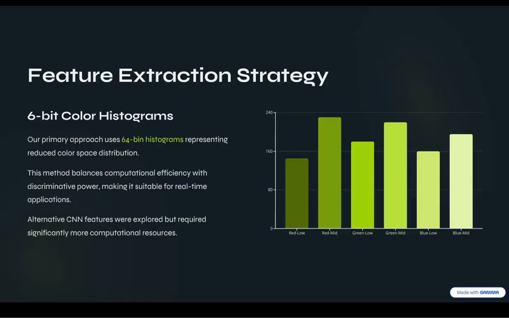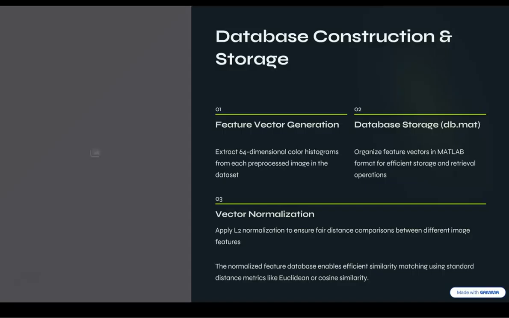The query processing and the similarity matching. When a query is submitted, the system extracts its features and then compares them with every vector in the database. We used two similarity measures, the Euclidean distance and the cosine similarity.